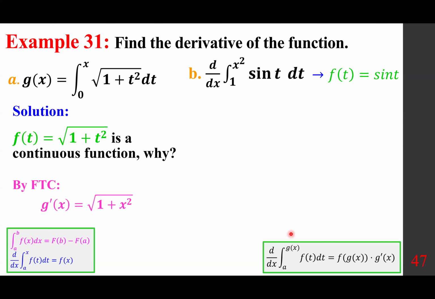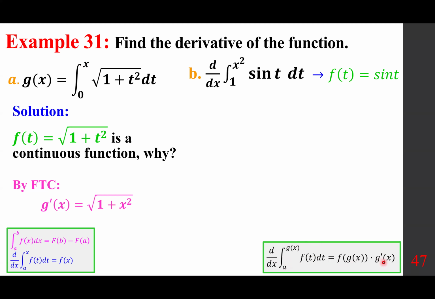Now, d/dx of the integral from a to g of x, not x, but rather a function of x. When it's x, you just put the x there. But if it's a function of x, f of t dt, you have to put f of g of x. In other words, you replace the t with x. In this case, you have to replace it with x squared. However, by the chain rule, times the derivative of the inside, the derivative of g of x, which is g prime of x, because you're differentiating.